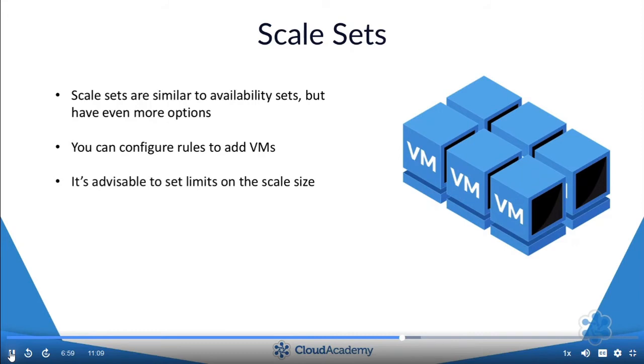You'll also usually want to set limits on how far a scale set can scale up or down by configuring a maximum and minimum number of VMs. Considering that a scale set can have up to 1,000 VMs in it, setting a maximum is a good idea. And by the way, if you're using custom VM images rather than Azure standard images, then the maximum is 300 VMs per scale set.